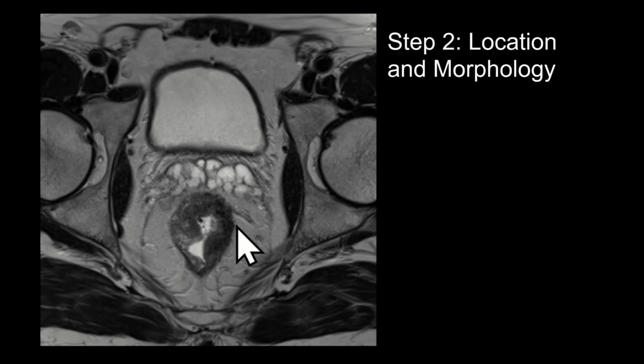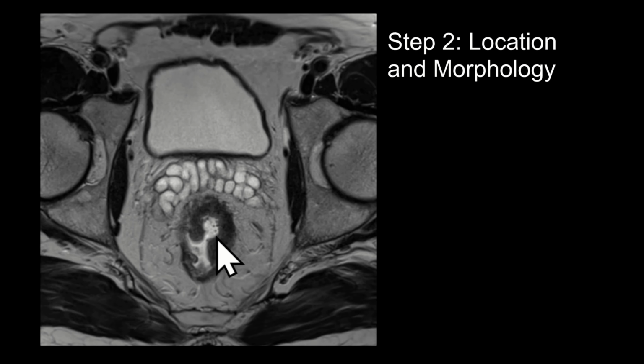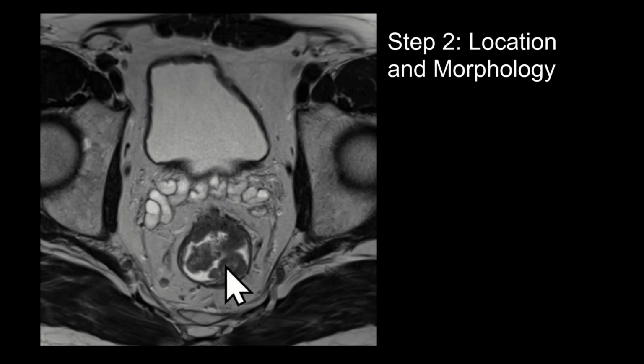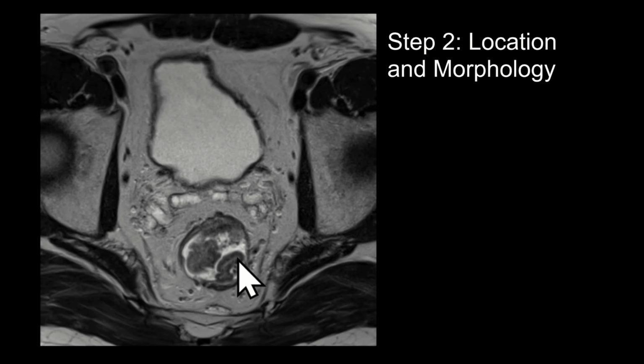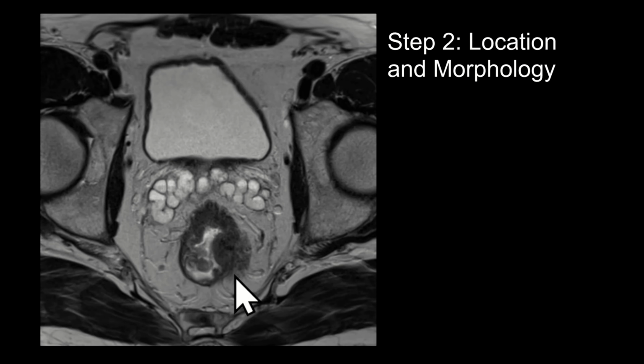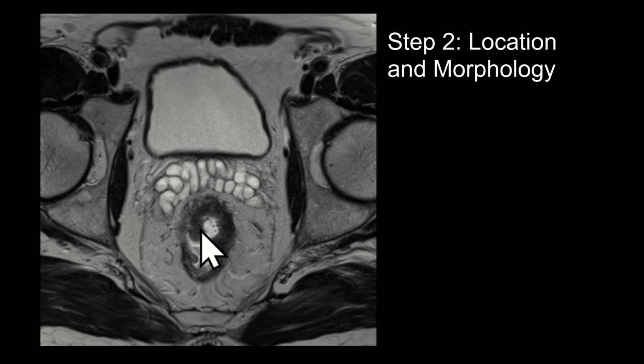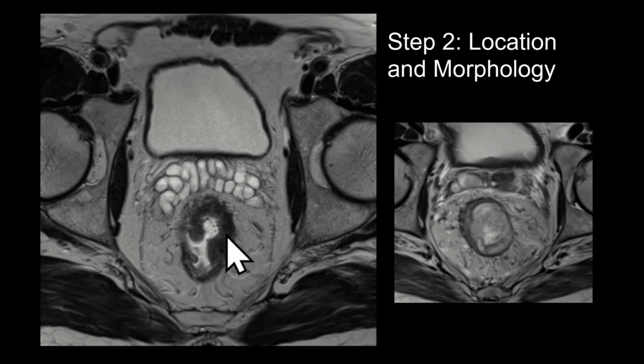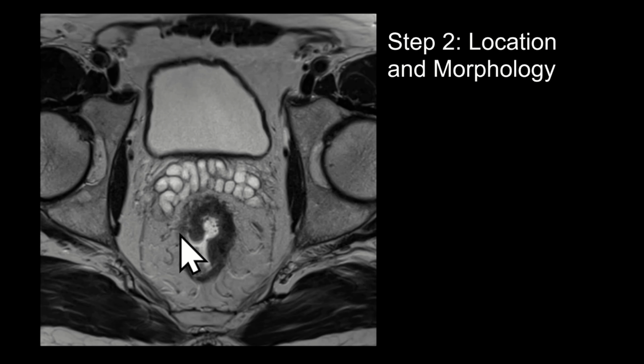In addition to the location, we also want to describe the morphology. So is it polypoid, annular, or semi-annular? And so in this case, it's a semi-annular tumor here. There's also a separate polypoid lesion here more superiorly. This patient was known to have polyposis as well. And we also want to mention if it's a mucinous tumor or not. So again, mucinous tumors would be much higher signal on T2-weighted images and have a worse prognosis. Again, we'll show you examples of that in our course.